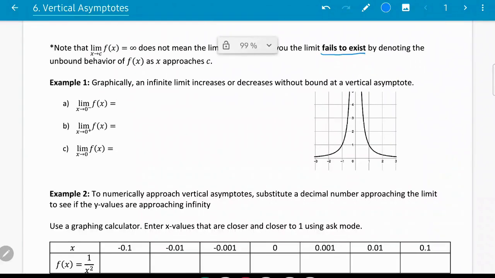So let's look at example 1. If an infinite limit increases or decreases without bound at a vertical asymptote. So our limit as x approaches 0 from the left is positive infinity. Our limit as x approaches 0 from the right is also positive infinity. And then we're going to state that our limit as x approaches 0 does not exist.